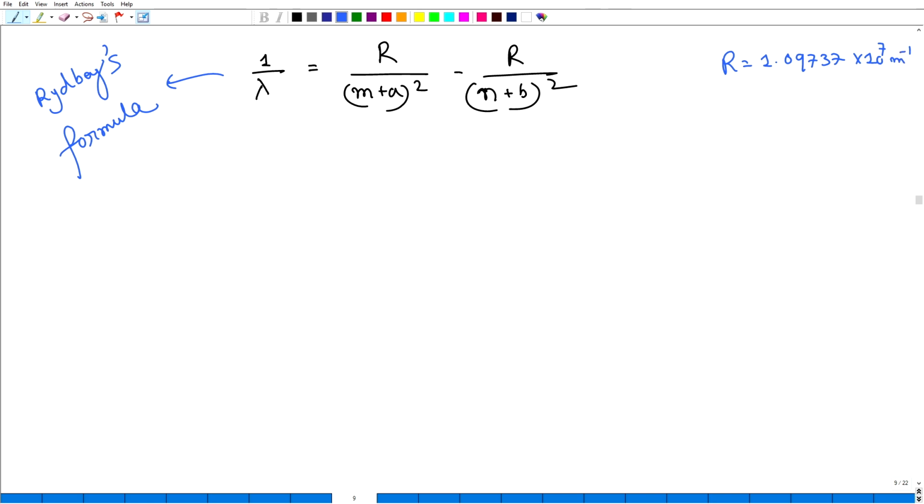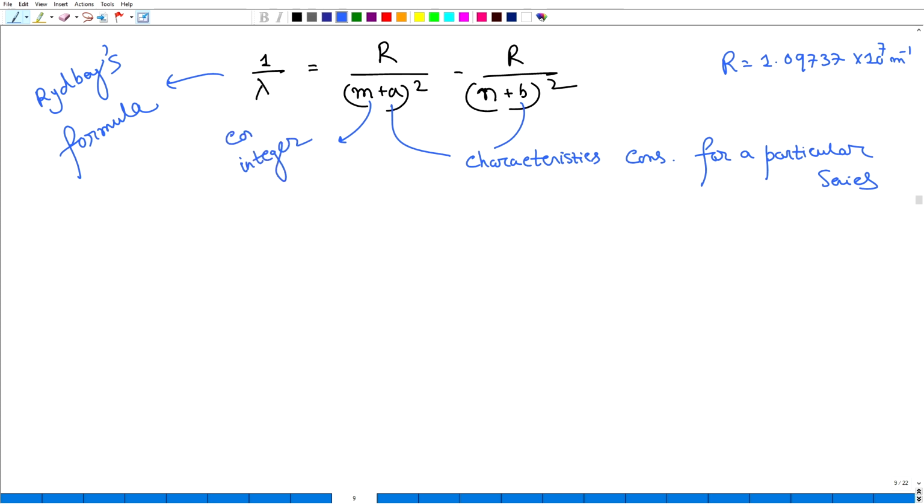Okay, M and N. A and B are the characteristic constants for a particular series. This is the general formula. From here we can evaluate any series, right? And M is also constant, but it's an integer, a constant integer for that particular series. That means for Lyman it will be 1, for Balmer it will be 2, for Paschen it will be 3, and n is varying. This is the same n. So from this general formula we can evaluate any series.